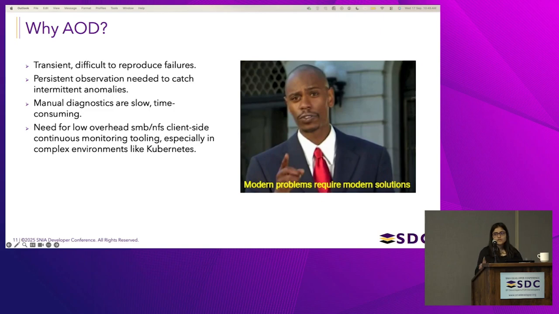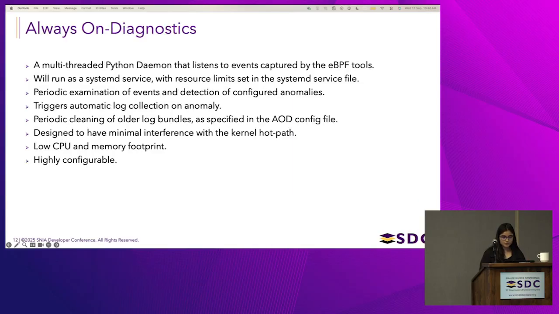At Azure Files, we have had customers come to us, and I'm sure you must have experienced it too, that there are often failures which are transient and difficult to reproduce. So the only way to monitor them is to just persistently observe those failures, and then once we see them, we start log collection. So all of this manual diagnostics is just slow and mostly time consuming. So like this gentleman clearly says, in modern environments, especially with Kubernetes, we need low overhead SMB NFS client-side continuous monitoring. So that's why we thought of working on AOD.